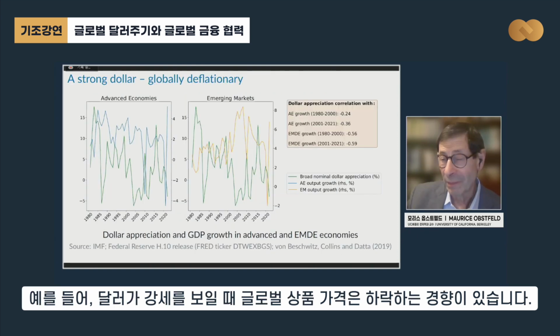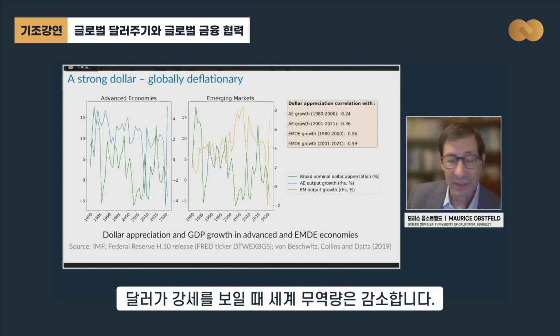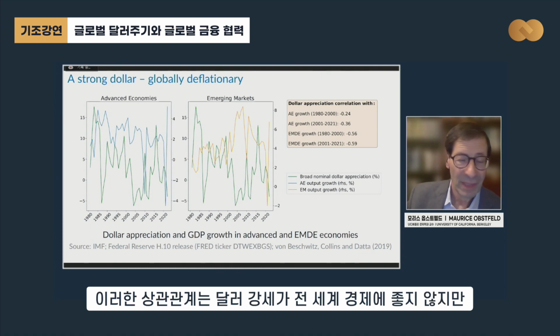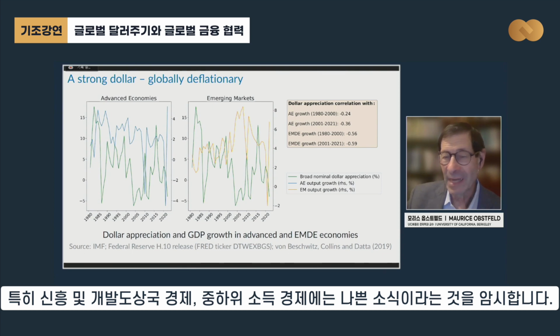When the dollar strengthens, global commodity prices tend to fall in real terms. When the dollar strengthens, the growth of world trade volume declines. These correlations tend to imply that dollar strength is bad news for emerging and developing economies, indeed for the world economy, but particularly for middle and lower income economies.